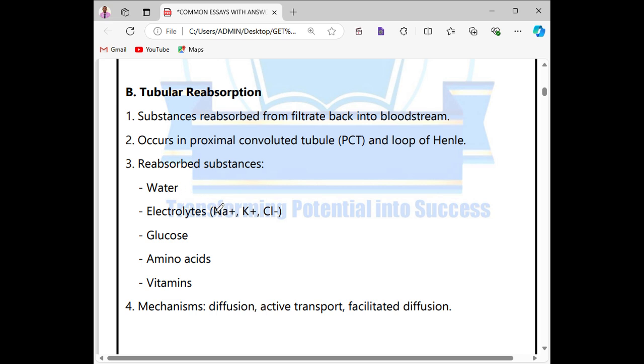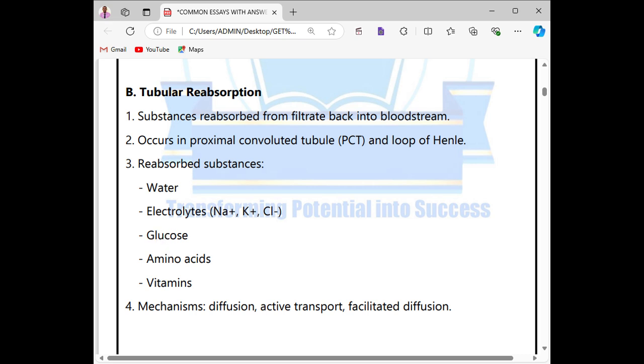We mentioned earlier that when I'm talking about sites of reabsorption, there are two major sites where these contents are reabsorbed: the proximal convoluted tubule and the loop of Henle. In the proximal convoluted tubule, the main contents which are reabsorbed include glucose.